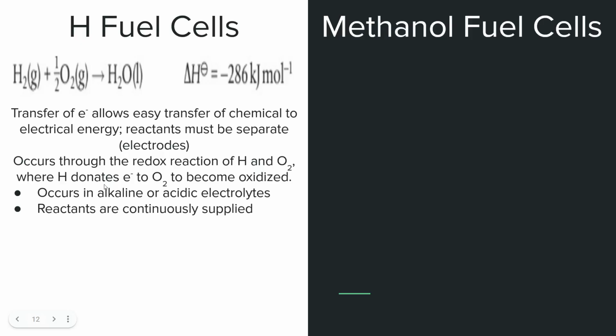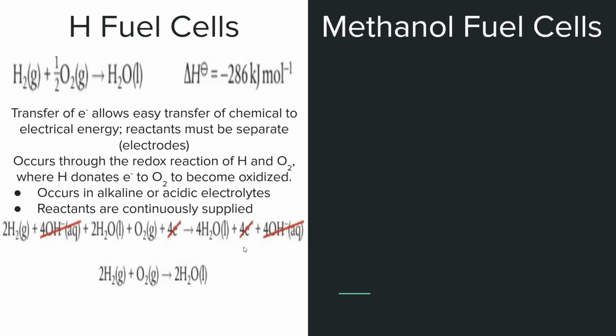Its reactants are going to have to be continuously supplied, and this is what a full redox reaction for this equation would look like, where you balance them out and you have to figure out what's gaining electrons and what's losing electrons, because these fuel cells are transferring electrons. And if this looks a little daunting to you, don't worry. There's going to be an R3 video that's going to explain half reactions more in detail and redox reactions as a whole.